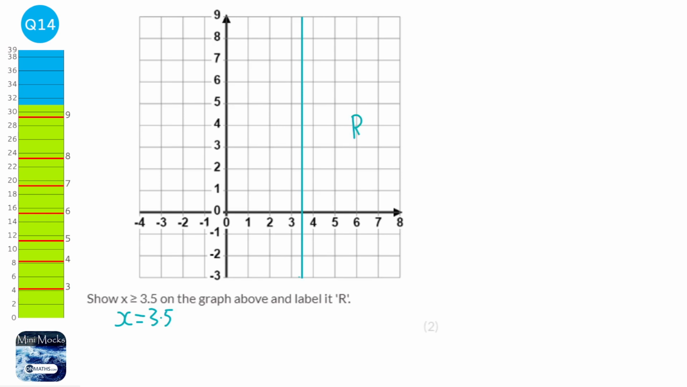Well, it's going to be on the right hand side of it, because all the coordinates here are more than 3.5. It's got to be equal to and greater than. The equal to means that it will be a solid line rather than a dashed line.